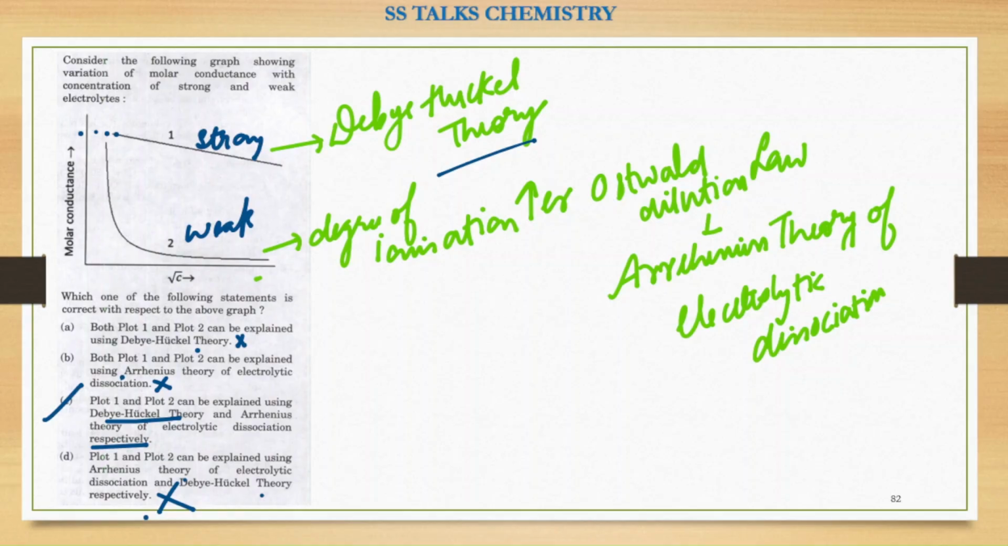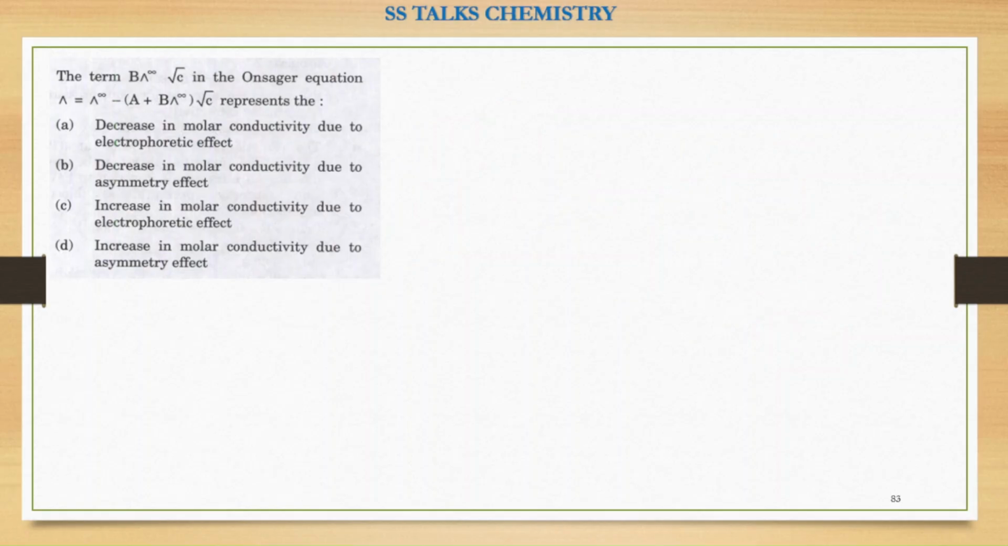Okay. Now moving on to the next, we have this. This type of question was asked again. In the previous case, they were asking about the A term. Now they are asking about the B term. So the decrease in the conductivity is there, but it is due to the electrophoretic effect. A was due to the asymmetric effect. Now B is due to the electrophoretic effect. So B into lambda infinity into under root C corresponds to option A, that is the electrophoretic effect.